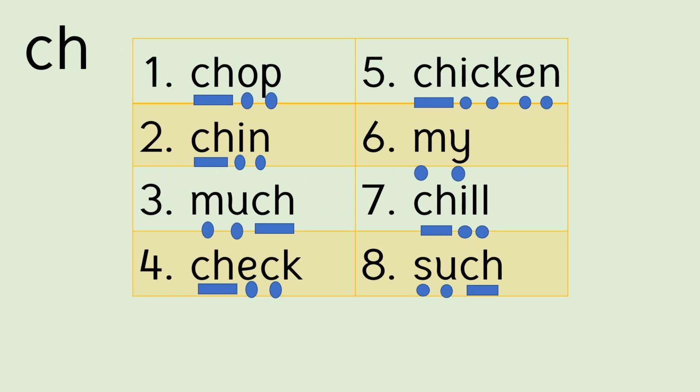Some of the words to practice are on the screen. We've got ch-o-p, chop, ch-i-n, chin, mu-ch, much, ch-e-ck, check. Number 5 is going to be the one that keeps them busy. Ch-i-ck-e-n, chicken. Number 6 is the tricky word my. Number 7, ch-i-ll, chill. Number 8, s-u-ch, such. And again, keep blending those, having a go with them.